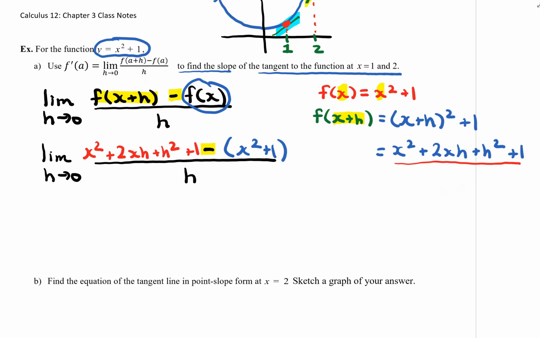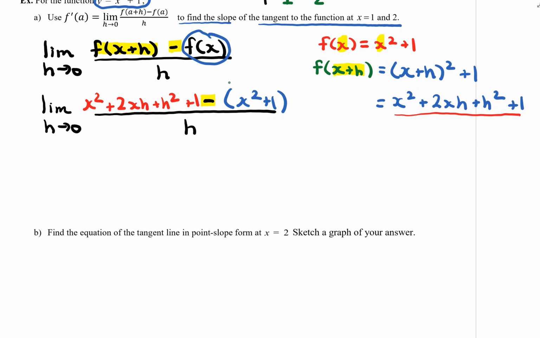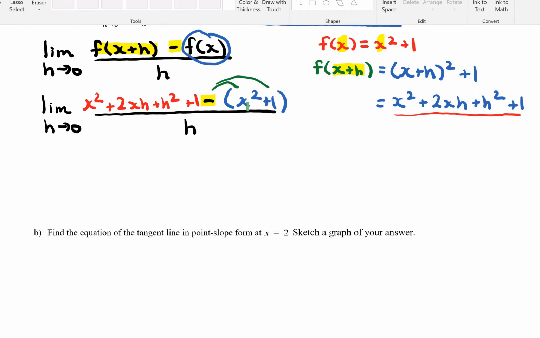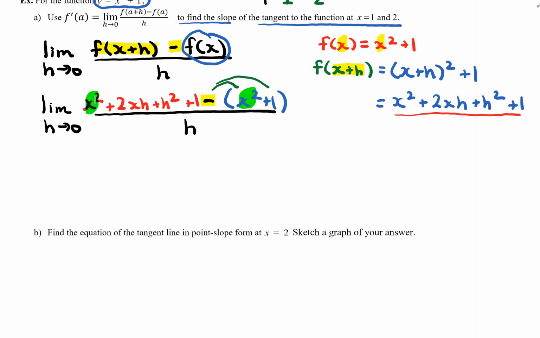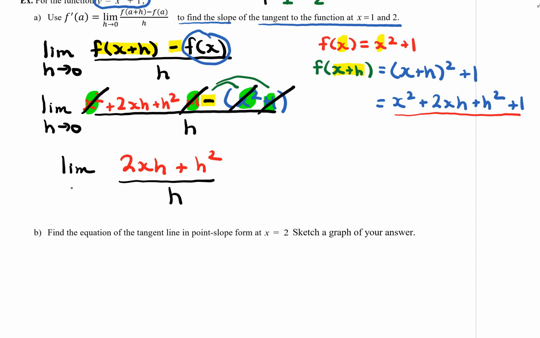Alright, and then from here on is just algebra. If I distribute this and this, you need to see that this x squared and that x squared will cancel out. And this plus 1, when you distribute that minus sign, becomes negative. So this positive 1 and that negative 1 will cancel off, right? So this and this cancel off, but this and this also cancel off, right? And now you're left with 2xh plus h squared all over h. And that's the limit as h goes to 0.